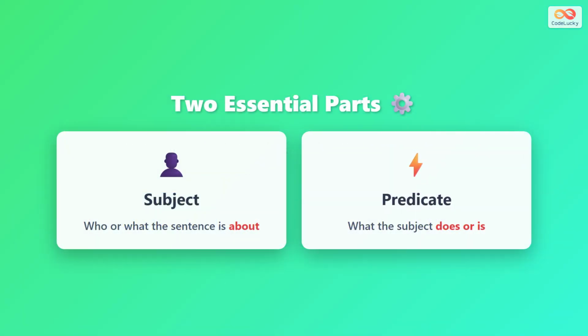Every simple sentence needs two main parts. The subject tells who or what the sentence is about. The predicate tells what the subject does or is. Both parts work together to create a complete idea.